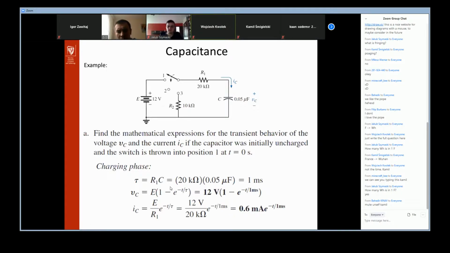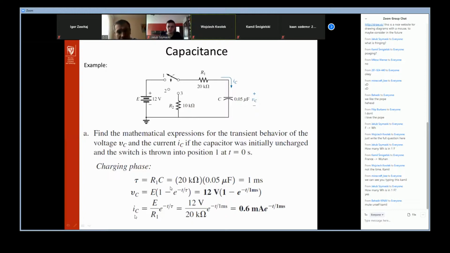At this moment, we know how the function of the voltage drop on this capacitor looks in the charging process. The maximum value is E, and we have to take an equation like 1 minus e to the minus t over tau. So if E is 12 volts, we just substitute the values, and we've got the simple equation for the VC.